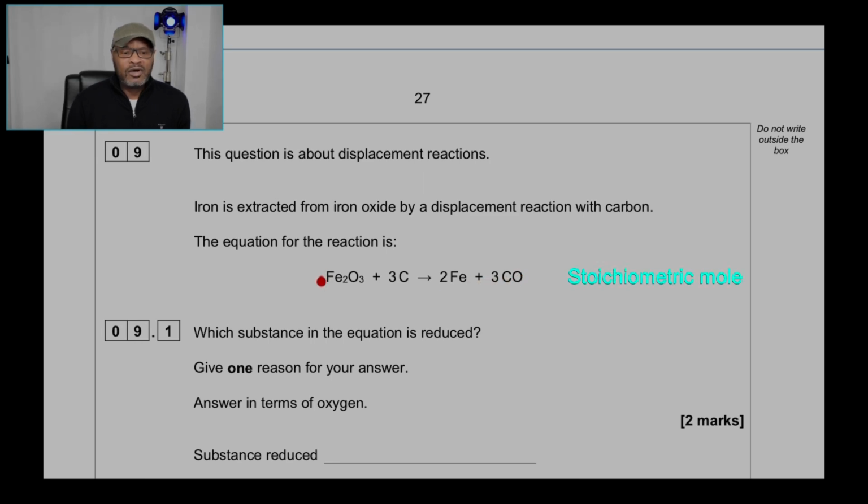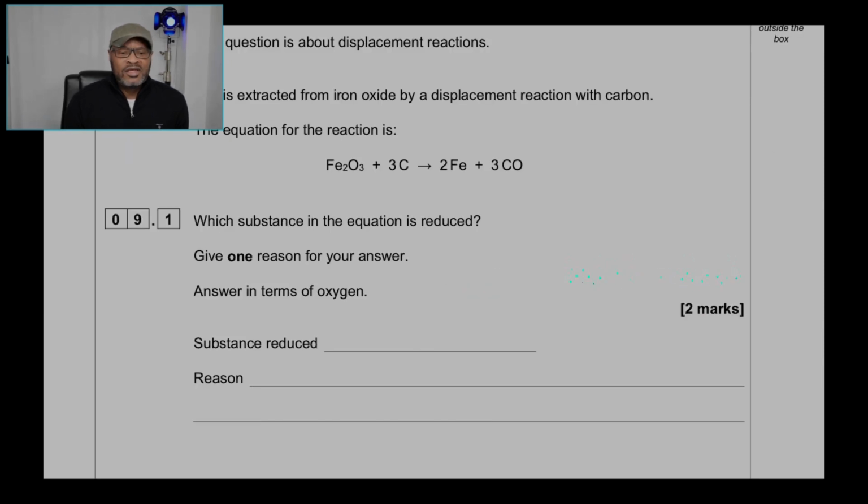Stoichiometric mole of iron(III) oxide is 1. There's 1 here. Stoichiometric mole of carbon is 3. Stoichiometric mole of iron is 2. And stoichiometric mole of carbon monoxide is 3. It means that the iron has lost its oxygen to carbon, so that's reduction, and carbon has gained oxygen from iron to form carbon monoxide, that's oxidation. So this is oxidation and that's reduction.